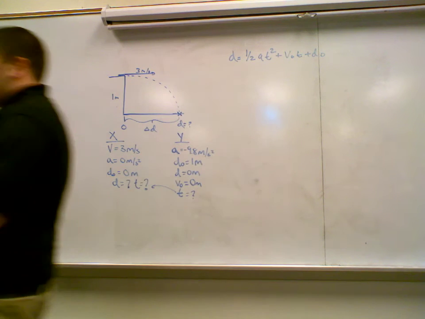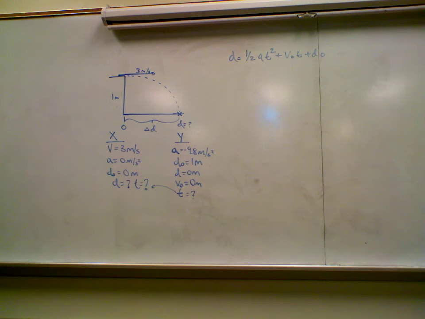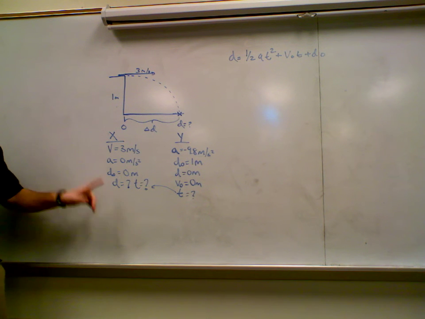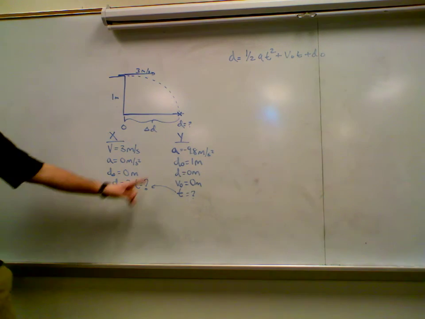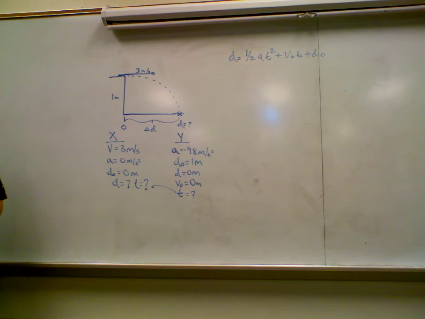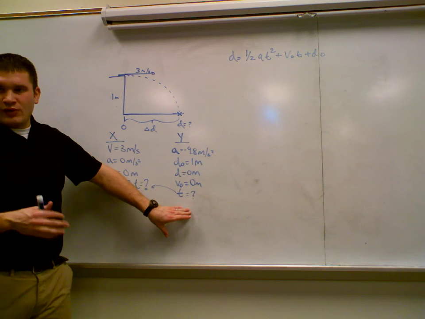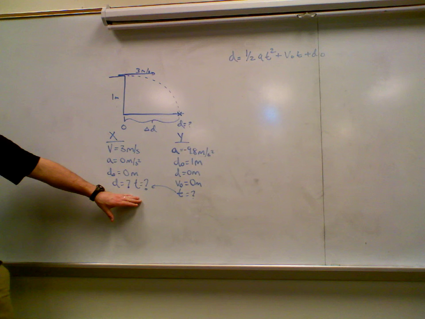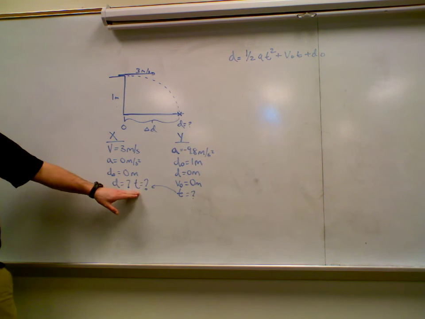So we only use x or y. Now, in the x, we have 2 unknowns, d and t, right? In the y, we have 1 unknown. So which one should we start with? The y. Because if I find that t in the y direction, that's the only variable that can go in the x. So once I know that, I can put it here.